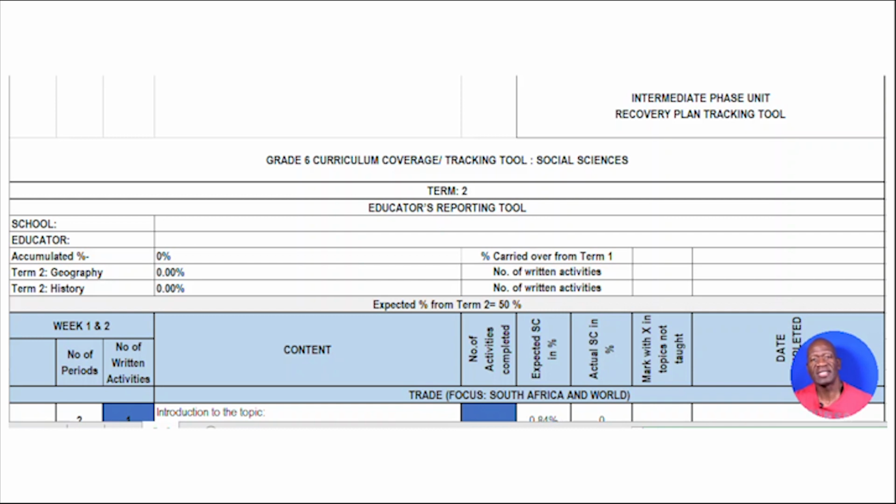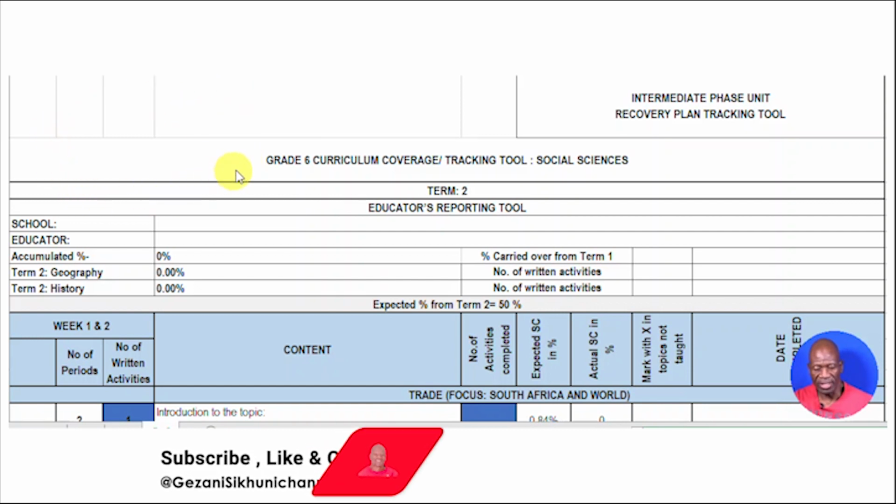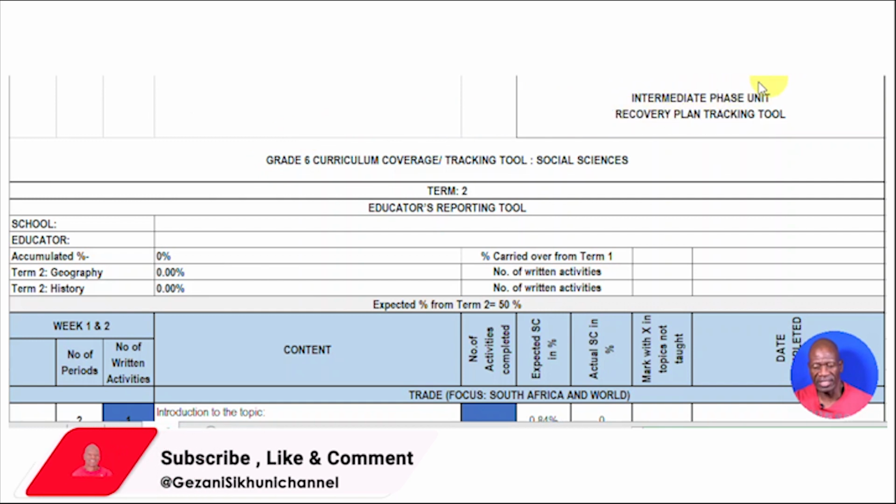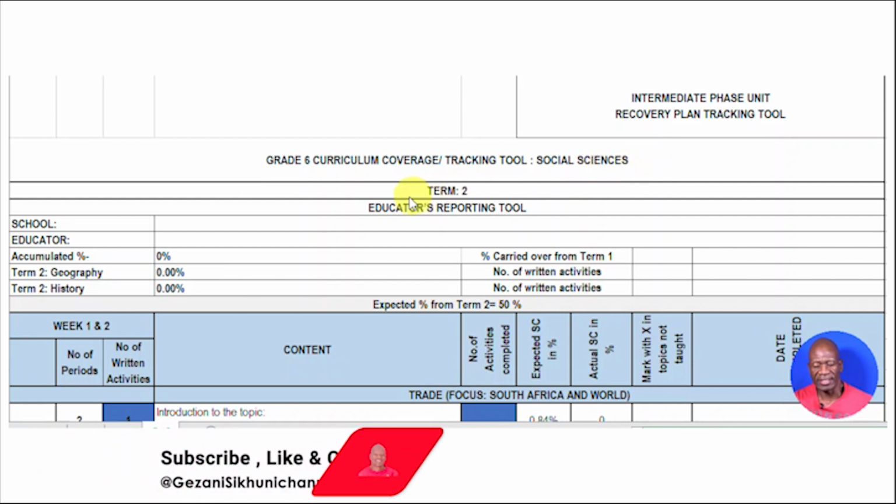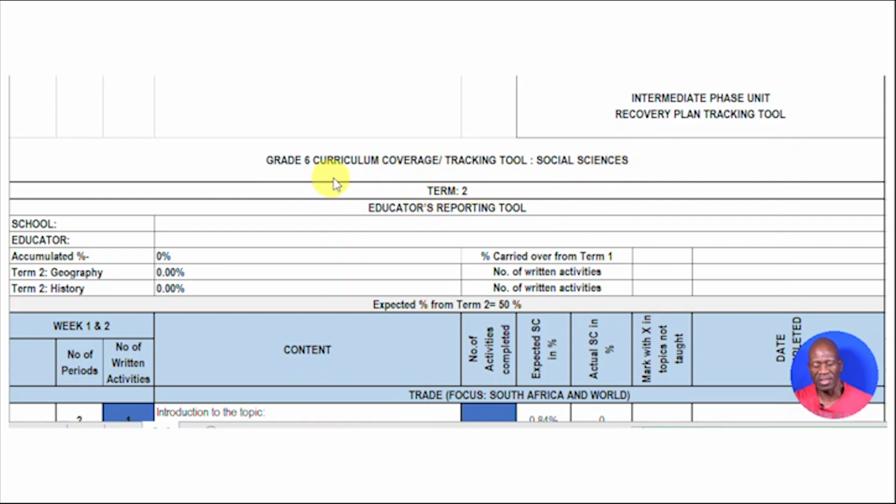Remember, I've indicated that the principle is the same in all the subjects. The only difference is that the tool can be developed to suit the subject that the teacher is teaching. So in our example this time around, we're going to use social sciences. When we look at the tool, you can see that it is for the intermediate phase, the grade is grade 6. Social sciences, this is the tracking tool to check on the amount of content or syllabi coverage that the teacher has covered in the classroom.